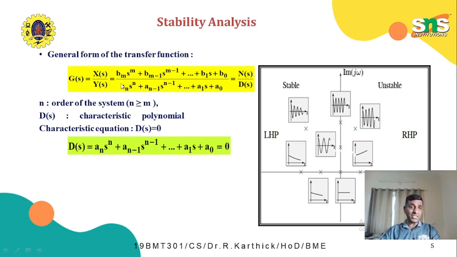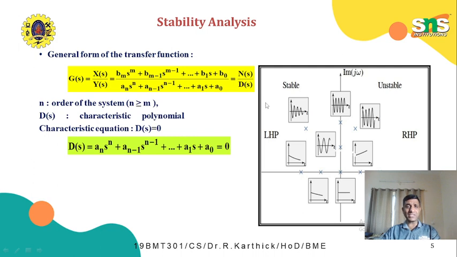So it is this denominator polynomial that decides the stability of the system. That is, it indicates the location of the poles on the S-plane. Here n represents the order of the system, and this D of s we call the characteristic polynomial. And when this characteristic polynomial is equated to 0, we call it the characteristic equation.